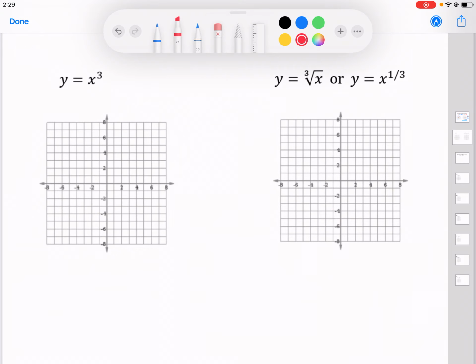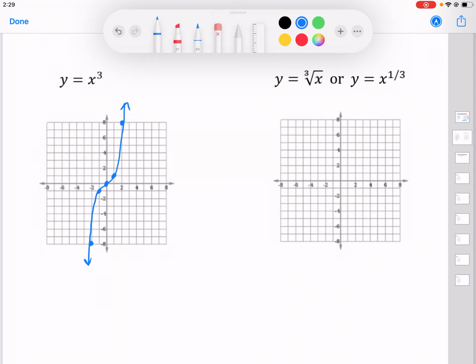Let's do the next one. Just to review, I'm going to show you the x cubed or the cubic graph first. The new graph you're going to be graphing today is the cube root of x. So as a reminder, the cubic graph, you have 0, 0. You've got 1, 1 because 1 cubed is 1. You have 2, 8 because 2 cubed is 8. -1 cubed is -1, and -2 cubed is -8. So there is your little graph right there.